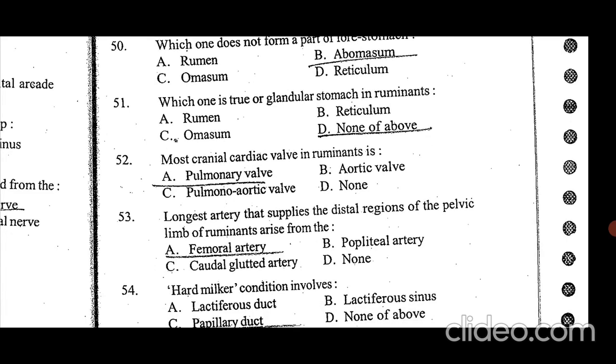The most cranial cardiac valve in ruminants is the pulmonary valve. The pulmonary valve is the most cranial cardiac valve in ruminants.